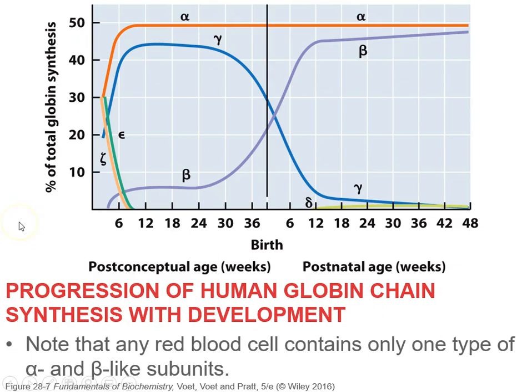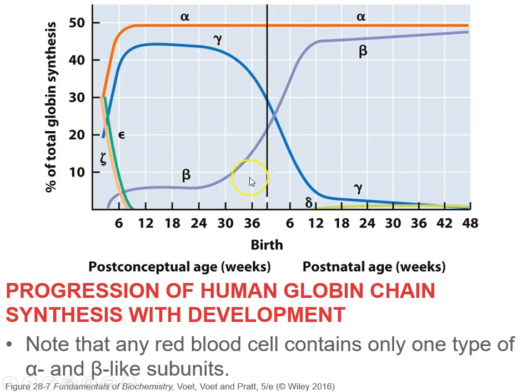So this graph right here shows the progression of these hemoglobins and how they're made. So here's birth right here, and this is a 40-week gestation period. The first hemoglobin that's made is the alpha 2 zeta 2, and then fairly early on you switch over to alpha 2 epsilon 2, and then for a huge part of the pregnancy, the fetus makes the gamma 2, the fetal hemoglobin. Again, this has a higher oxygen binding affinity than maternal hemoglobin.